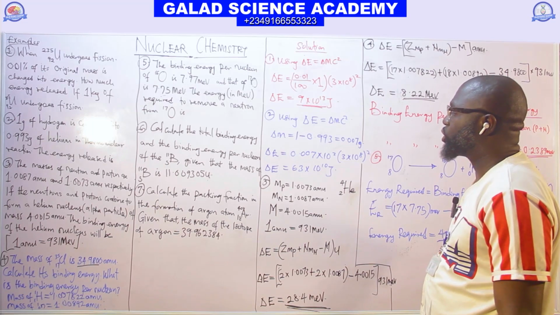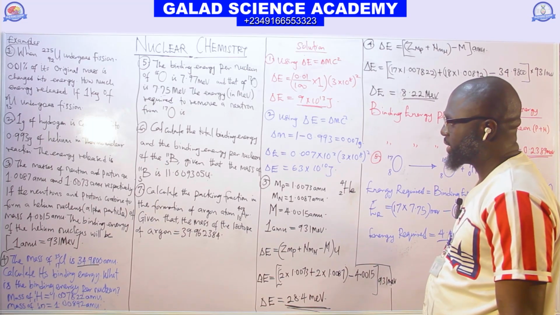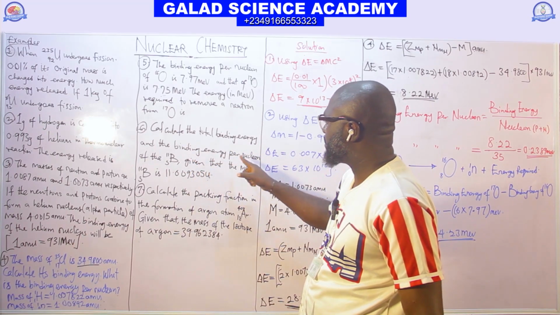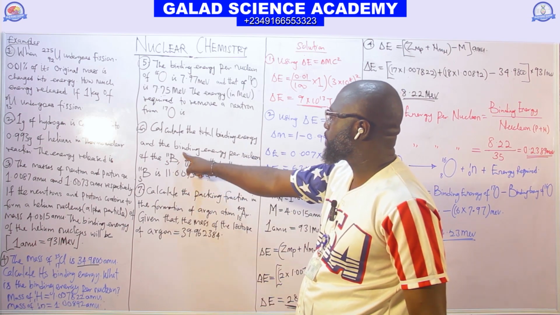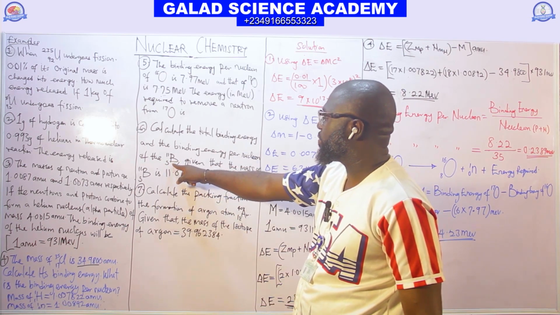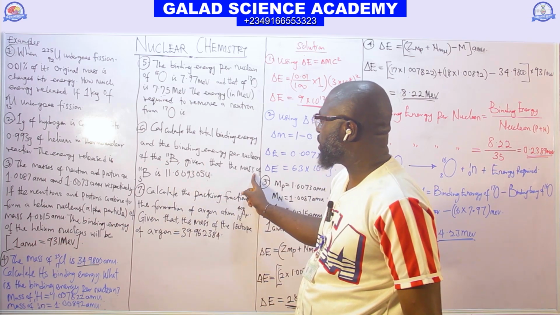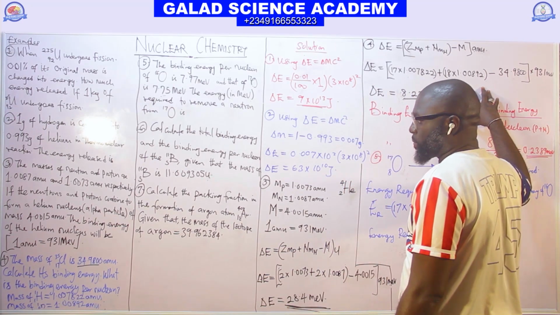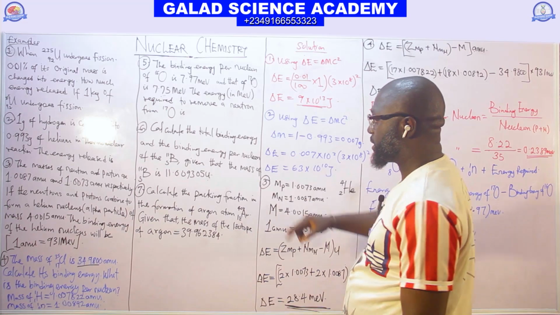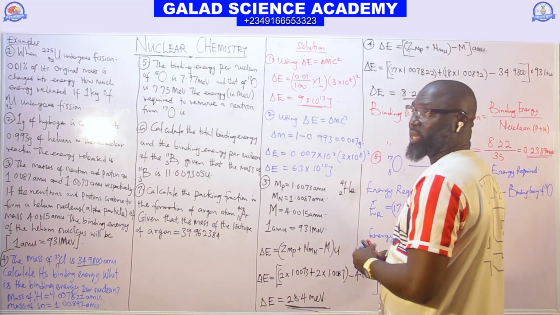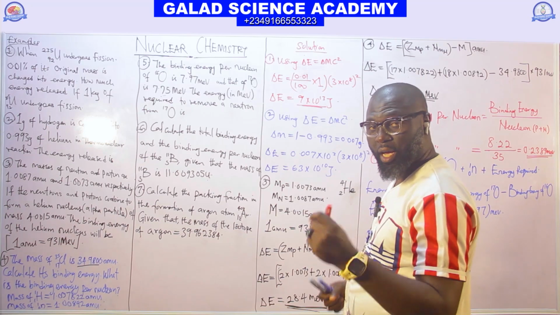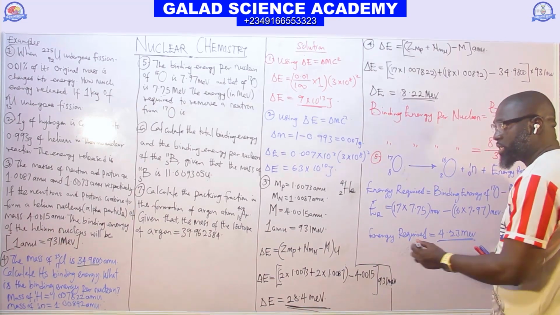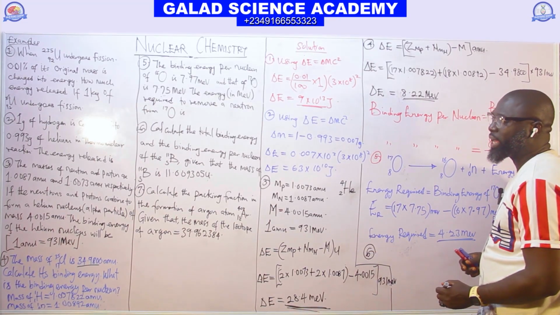Look at question 6. We are asked to calculate the total binding energy and the binding energy per nucleon of boron 11, given that the mass of this is this. But it's the same method with this one. This question number 6, what we need here, let me just help you to analyze it. You help me to solve it and give me the answer in the comment section. For question 6, we are given boron.